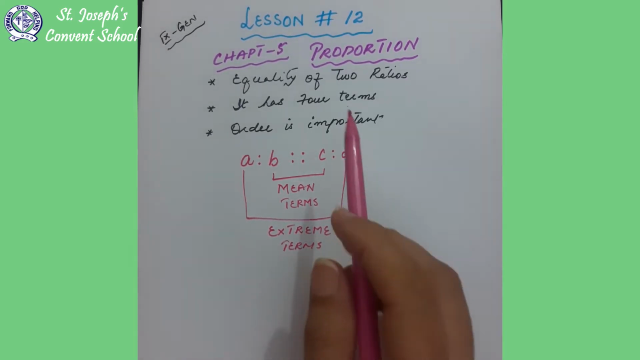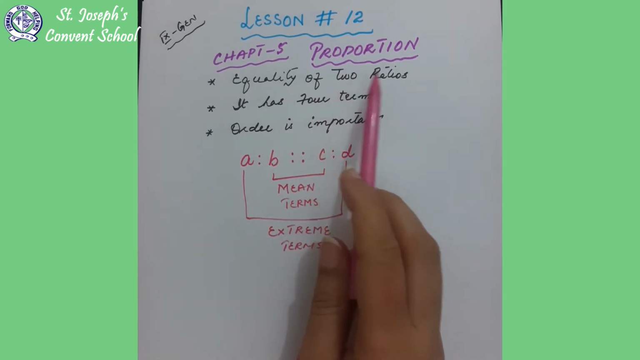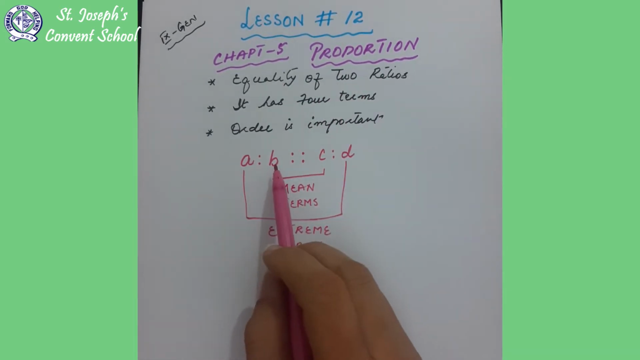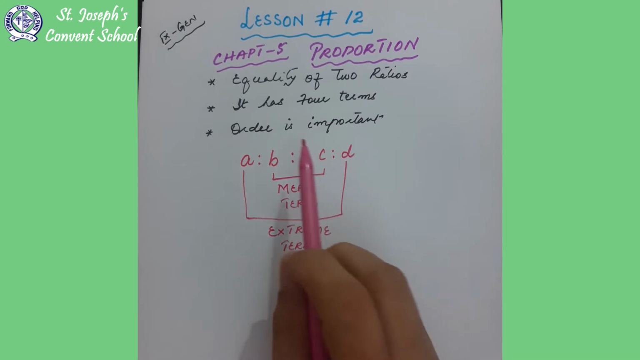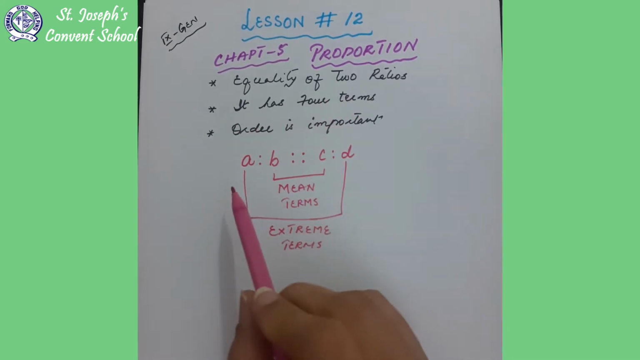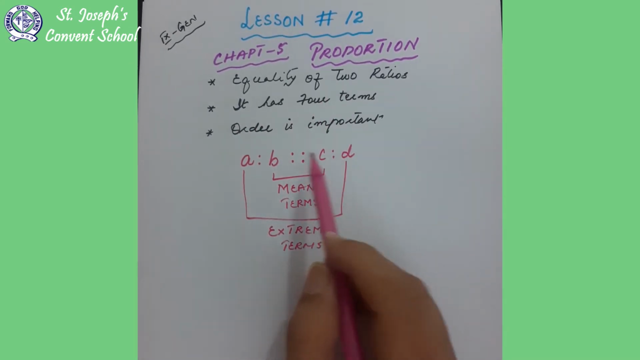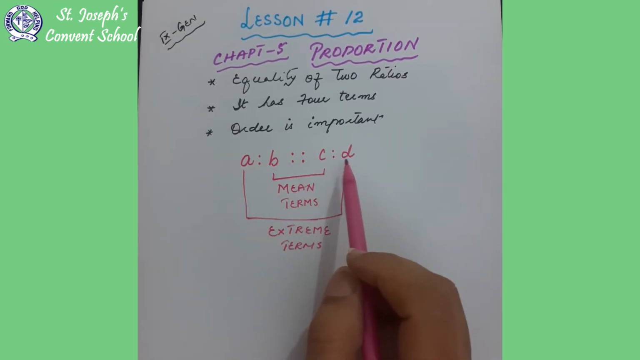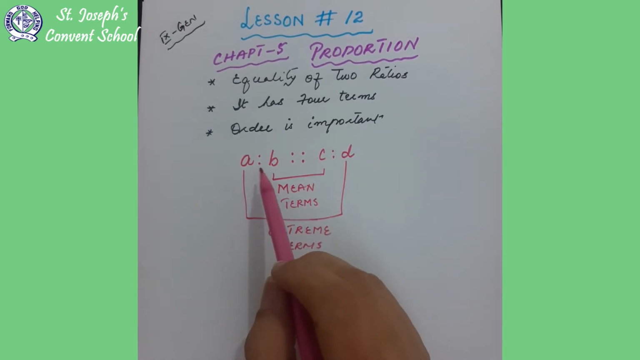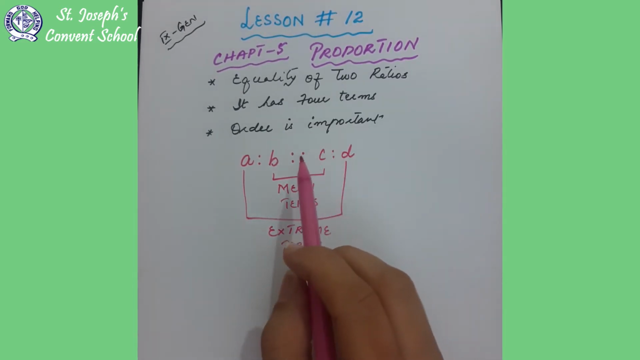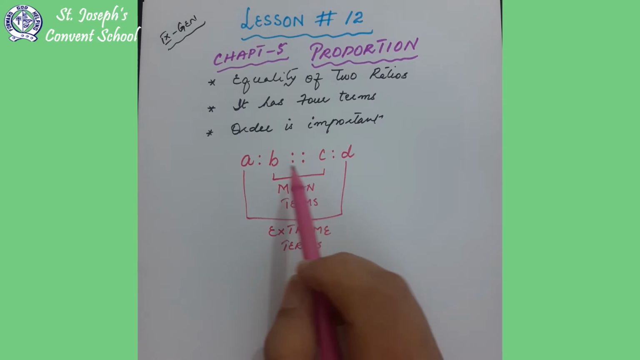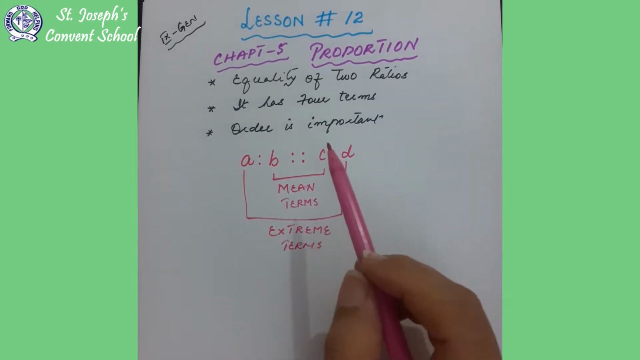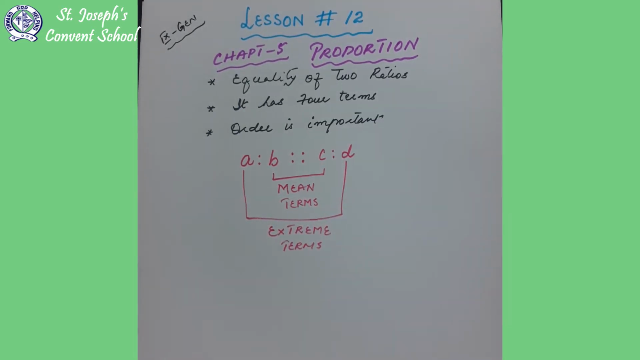So according to the definition, equality of two ratios. The first ratio is A is to B, the second ratio is C is to D. It has four terms: 1, 2, 3, 4. These four dots mean the proportion sign. Order is important. You can see all are in order: A, B, C, D, and the two middle terms are mean terms. The first and last terms are extreme terms.